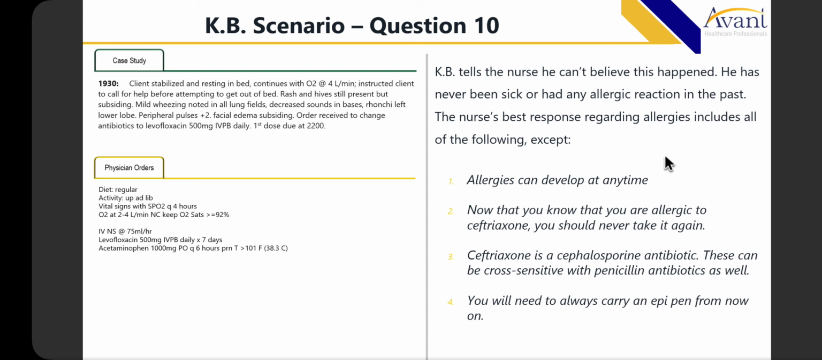Now, Ken tells the nurse he can't believe this happened. He has never been sick or had any allergic reaction in the past. The nurse's best response regarding allergy includes all of the following except, what would be the exception here of these answers, 1, 2, 3, and 4. Go for it.